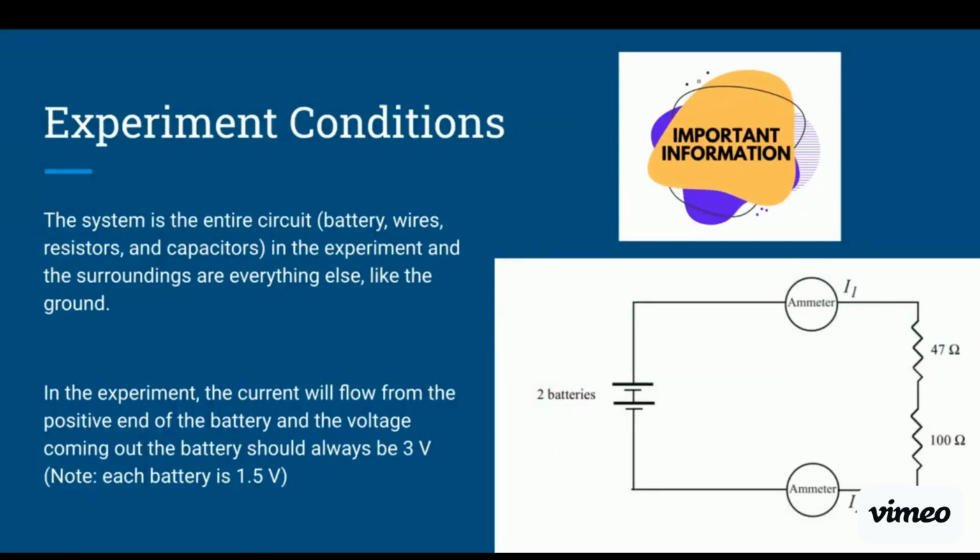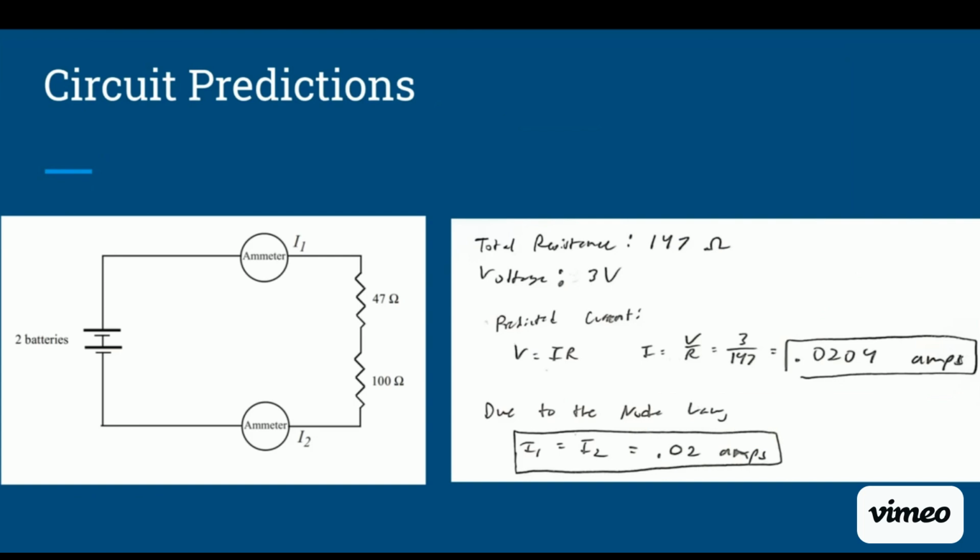This picture is what the first circuit will look like, and the current will flow from the positive end of the battery upwards. Additionally, the voltage of the circuit is 3 volts, indicating that each battery is 1.5 volts. Now, moving on to the circuit predictions, we know that the voltage is 3 volts for the circuit, and there's a total of 147 ohms of resistance in the circuit. Thus, using Ohm's law, we can solve for the current and find that the current should be around 0.02 amps. And additionally, using the node rule, you can see that I1 and I2 must equal each other, meaning that both of the currents are 0.02 amps.